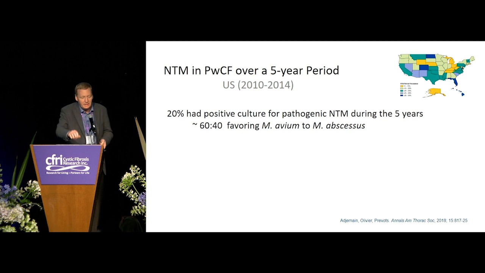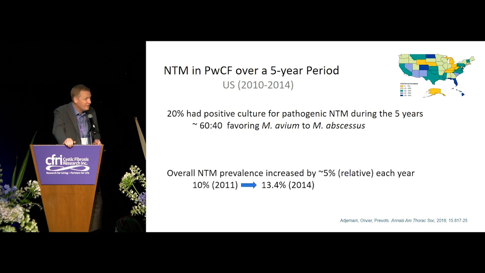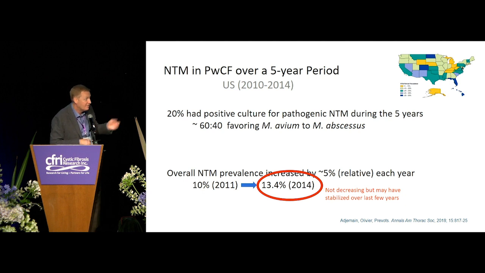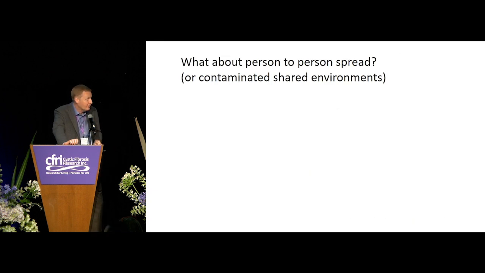Perhaps more importantly, though, this study looked over a 5-year period in the U.S., and during that 5-year period, 1 out of 5 people with CF grew one of these two bacteria, suggesting that we need to keep a close eye on that. And even more so, they saw a modest increase over that 5 years. So in 2011, the overall prevalence rate was 10%, and that increased to just over 13% by 2014. Now, the most recent registry data we have, from 2017, which I just showed you, was almost exactly the same as this number. So that suggests that we may have leveled off, but we haven't seen a decrease in the prevalence rates of the mycobacteria.